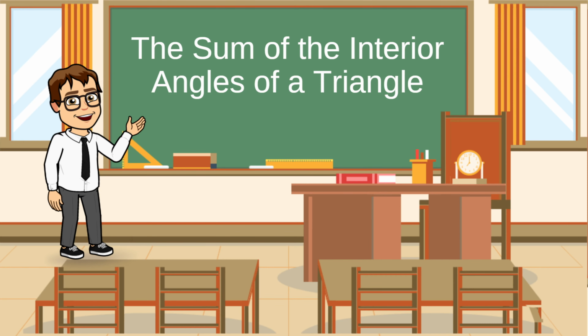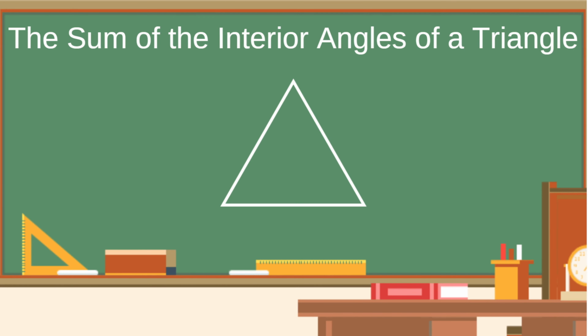Let's begin. All triangles have three angles. That's why they're called tri, which means three angles. Literally, their name means three angles. Now, the wonderful thing about the three angles of a triangle is that they always add up to the same amount. All three angles of a triangle always add up to 180 degrees.